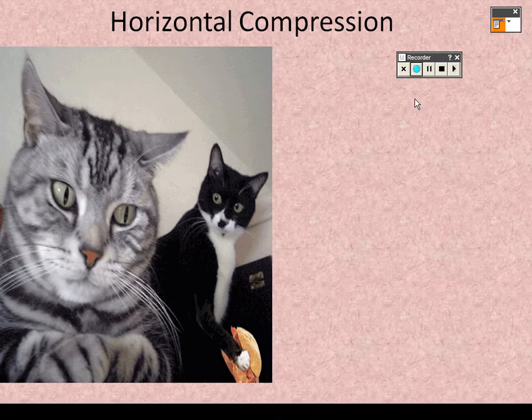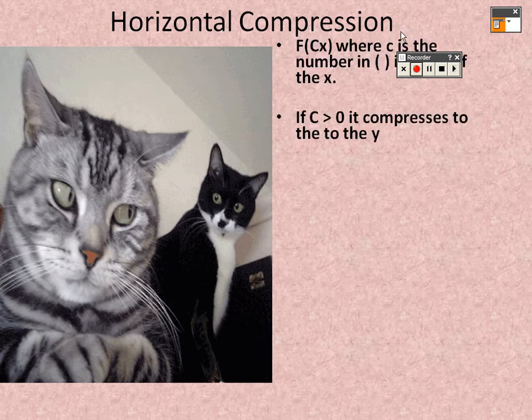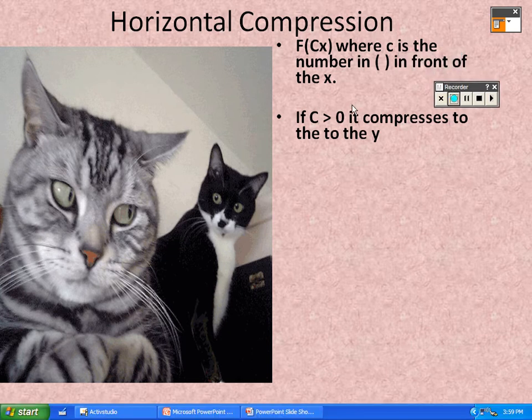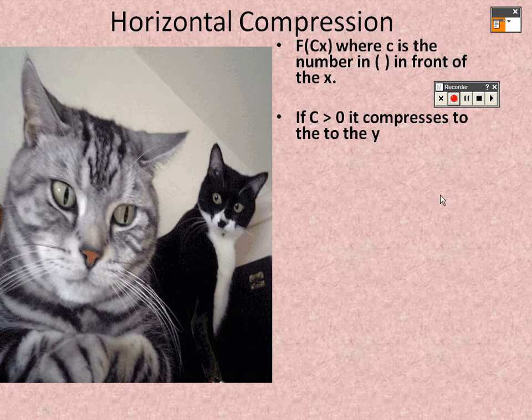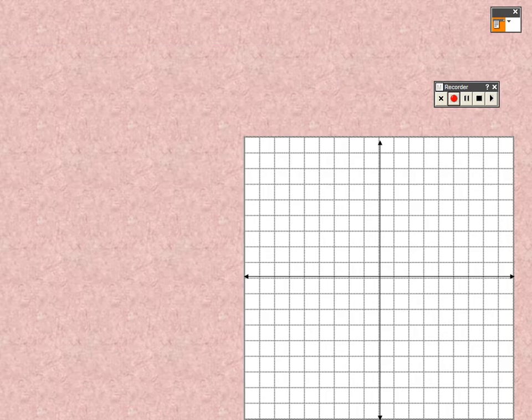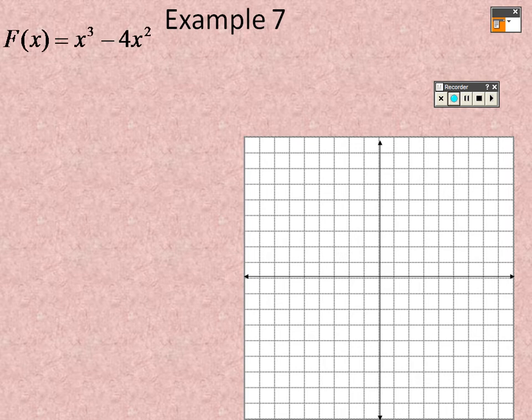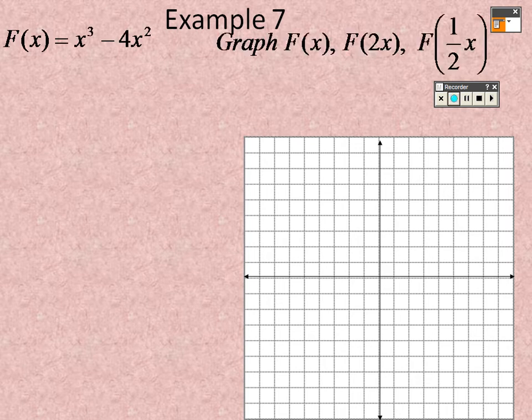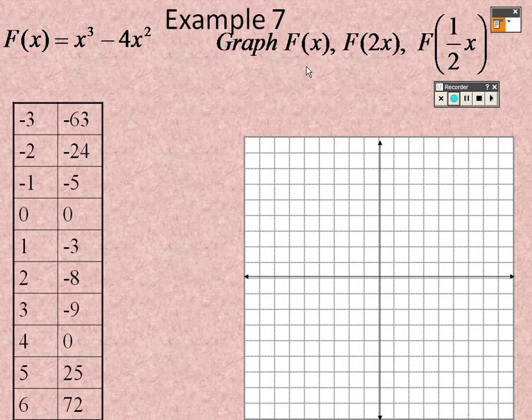So horizontal compressions: there is a number inside the parentheses in front of that x, and if that's greater than 1, it compresses it to the y, and if it's a fraction, it stretches it. But to find the new value to graph, you divide your x by c, and I'll explain that in the problem right here. So first you need to graph regular old f of x.